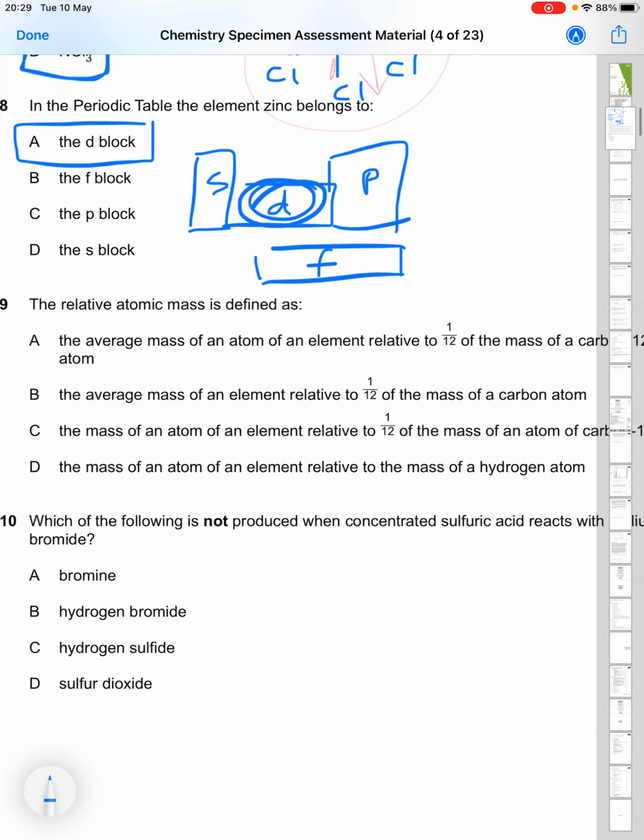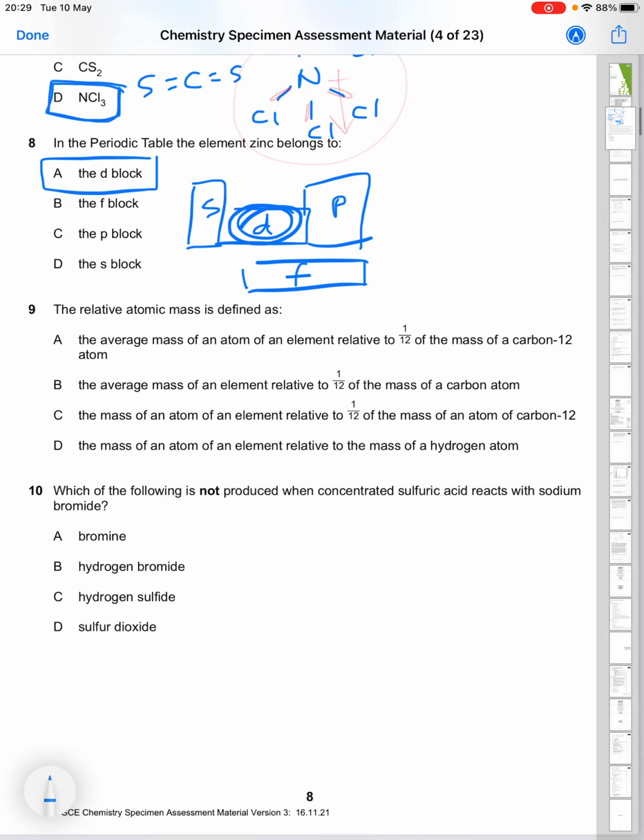Number 9, relative atomic mass is defined as... I love their definitions, so this is one you should have off pat. The first one: the average mass of an atom of an element relative to 1/12 of the mass of a carbon-12 atom. That sounds right to me. I'm going to say that it probably is that one.